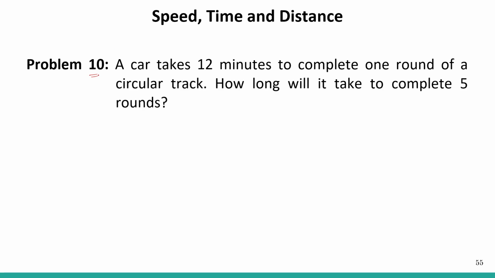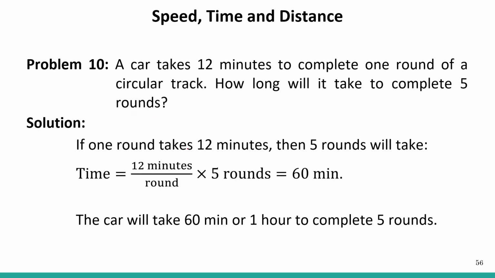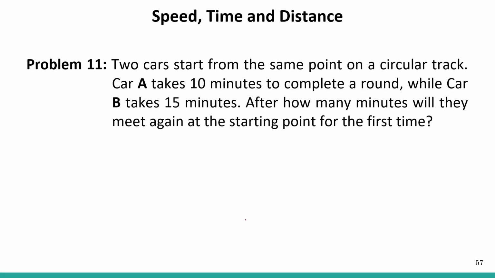Let's see problem number 10. A car takes 12 minutes to complete one round of a circular track. How long will it take to complete 5 rounds? If one round takes 12 minutes, then 5 rounds will take 12 times the number of rounds, that is 12 into 5. So it will be 60 minutes, right? So the car will take 60 minutes, or 1 hour, to complete 5 rounds.